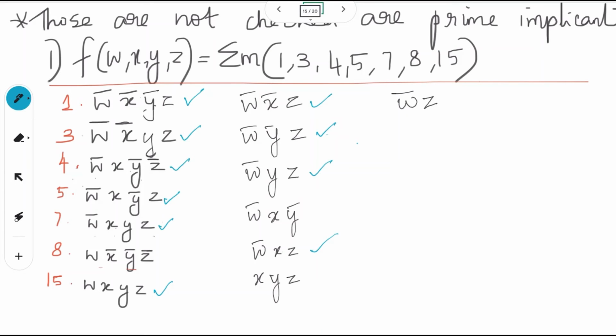So all other terms which don't have a tick mark will correspond to prime implicants. So the prime implicants will be w bar z, then w bar x y bar, xyz, and w x bar y bar z bar. So these are the prime implicants.